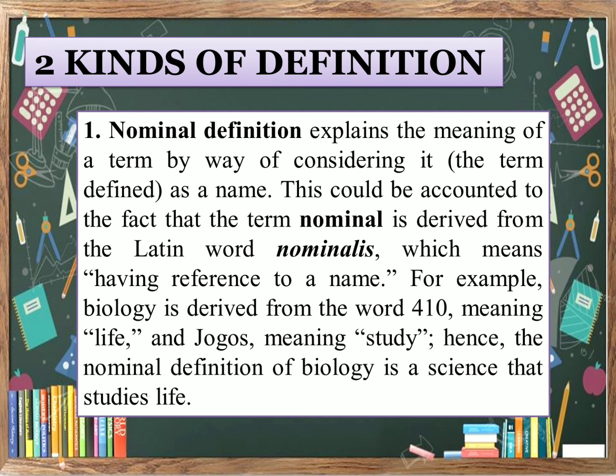Nominal definition explains the meaning of a term by way of considering it, or the term defined, as a name. This could be accounted to the fact that the term nominal is derived from the Latin word nominalis, which means having reference to a name. For example, biology is derived from the words bios meaning life, and logos meaning study. Hence, the nominal definition of biology is a science that studies life.